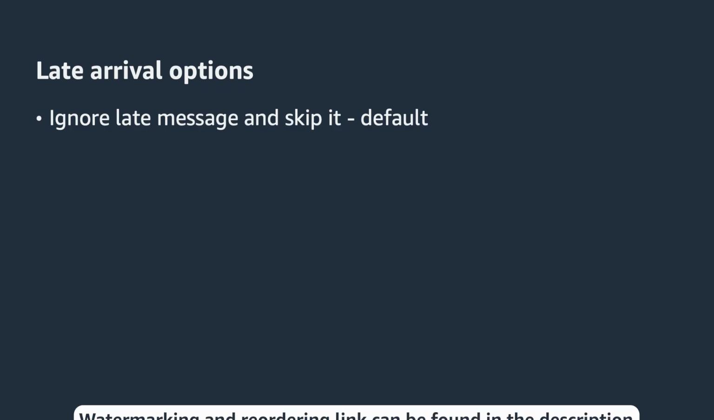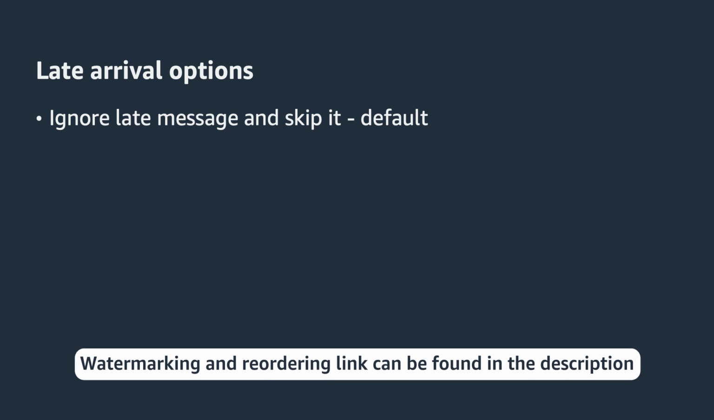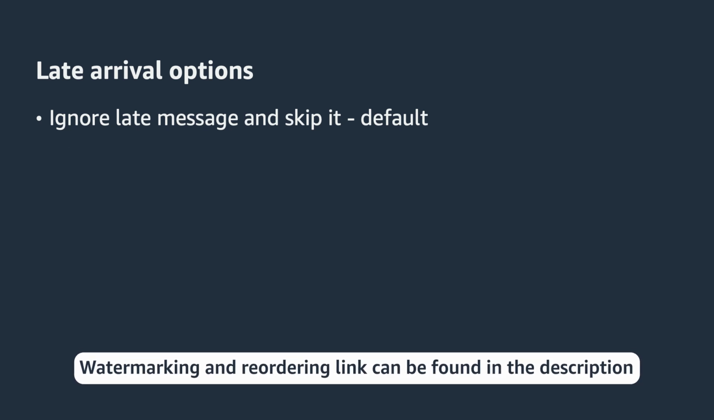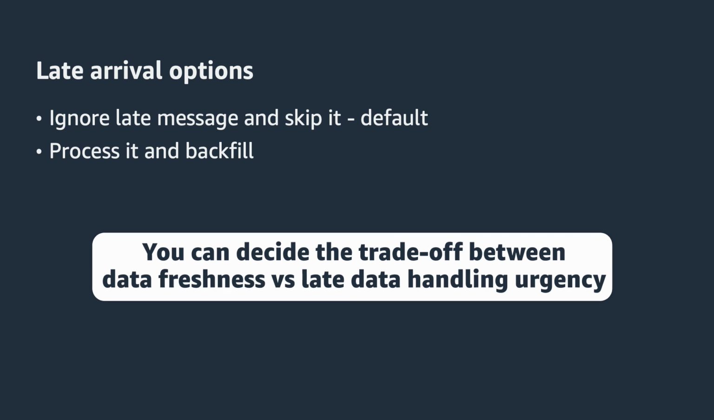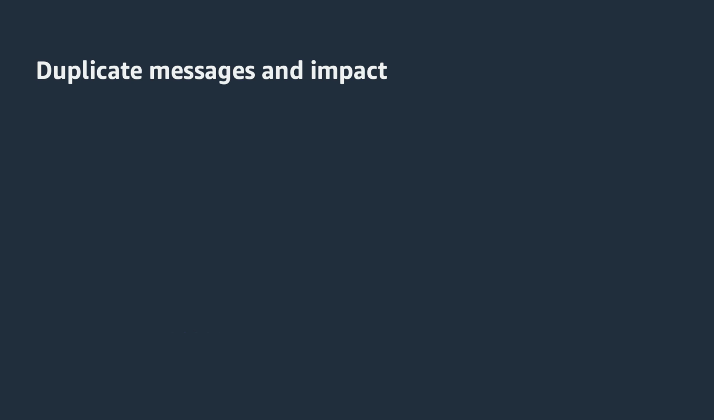First one is, as usual, you ignore the late messages and skip them simply because they were late, or you can process them and somehow backfill, and this goes to the business decision. By default, the behavior is to reject such messages and filter them out. In our case, we will be using the process and backfilling option, and we will see that in detail. Next, let us understand how duplicate messages can impact your results.